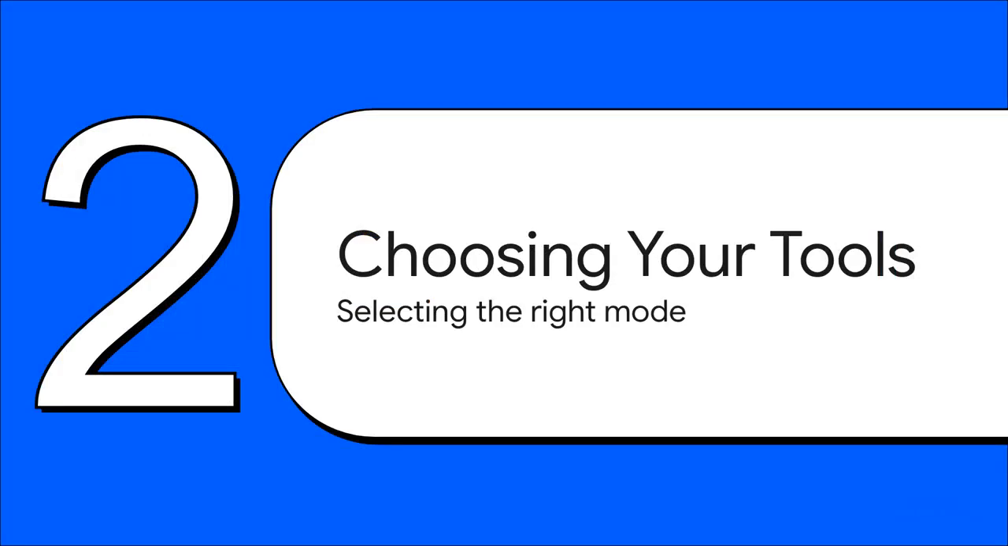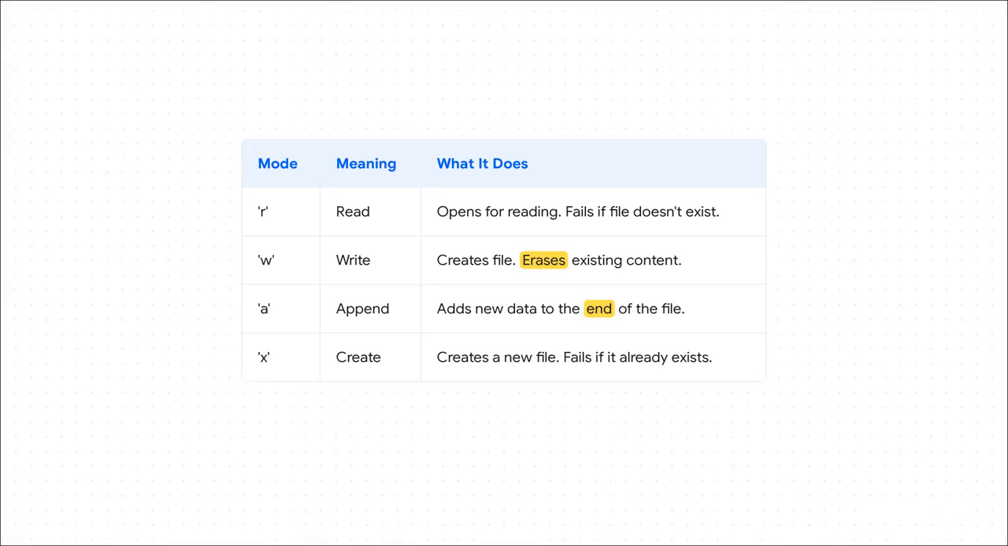Okay, so you probably noticed that little r in the open function. That's really important. It's called a mode, and it's how you tell Python exactly what you plan to do with that file. You have to declare your intentions right from the start, and you know what? It actually helps you avoid a ton of common mistakes. So let's look at the big ones.